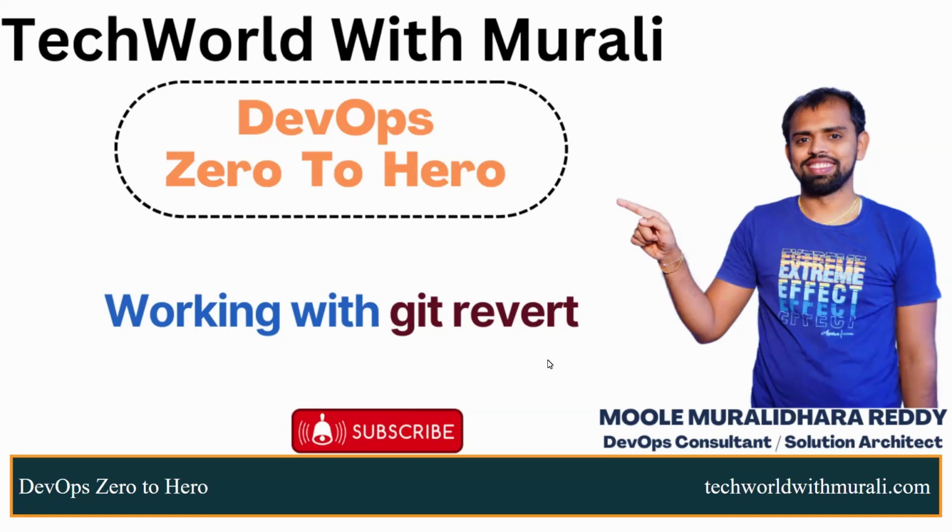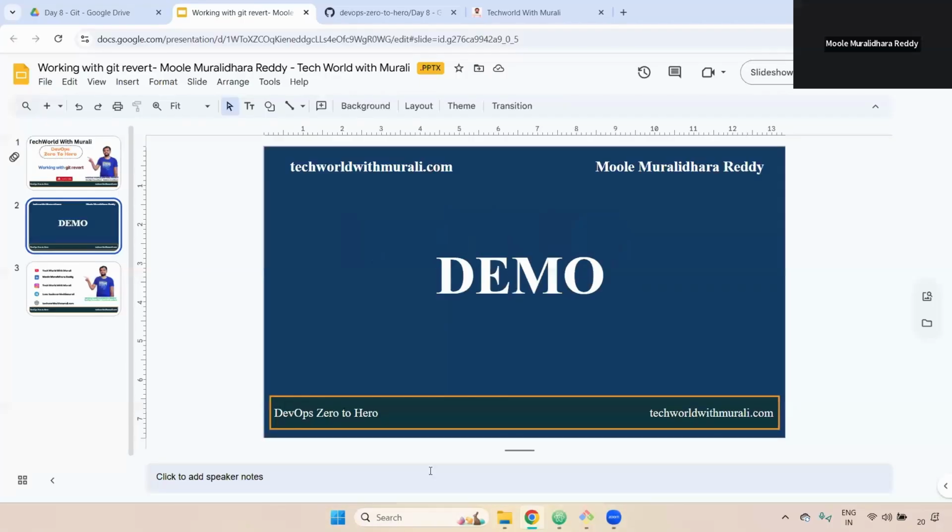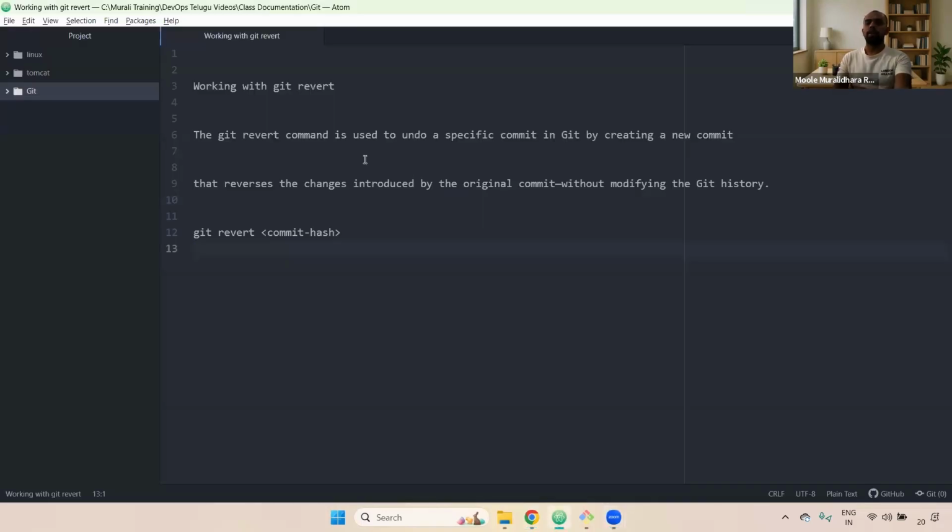Now we are going to discuss working with the git revert command. Let's see the demo so that you will get some idea. First you need to understand what the git revert command is. Using git revert, you can undo a specific commit ID. For example, you added some content, you did something, and you want to revert those things back. What can you do? You can use the git revert command. Remember, when you use git revert, it will create a new commit ID, guys.